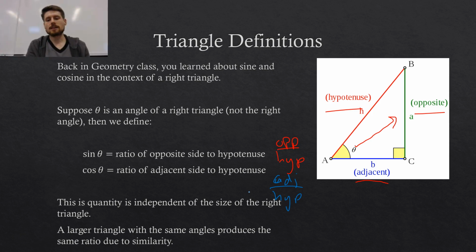So sine is really just dependent on the angle, and cosine is really just dependent on the angle. It doesn't matter how big the triangle is. If that angle is the same, you still get that same ratio. It's independent of the size of your triangle. It just depends on the angle.